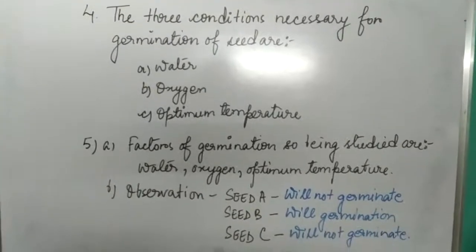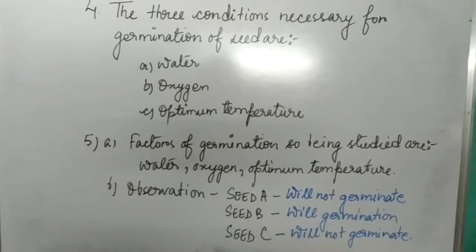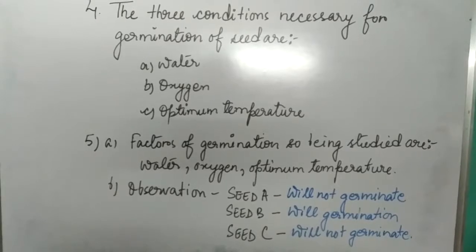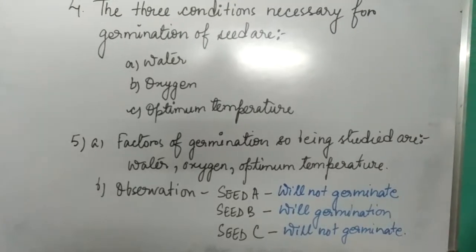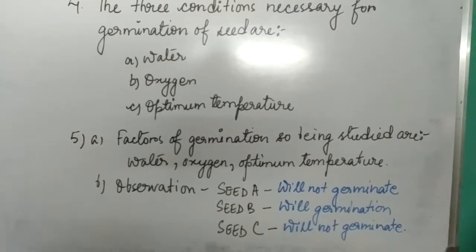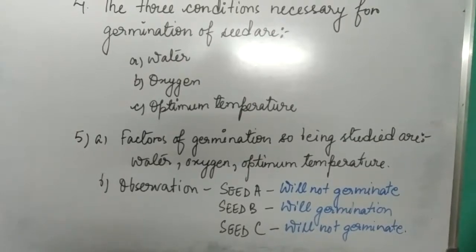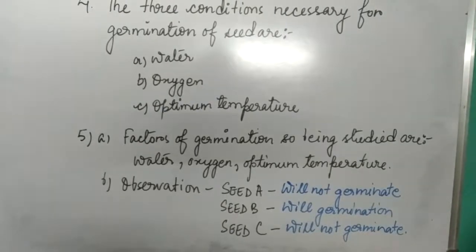My next question was, I had given you an experimental setup of a 3 bean seed experiment, and based on that experimental setup, I have given you some questions to write. The first question which I had given is, what are the factors being studied over here? The factors being studied over here are water, oxygen, and optimum temperature.